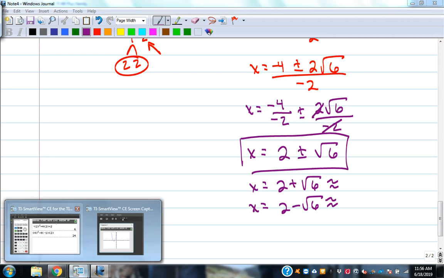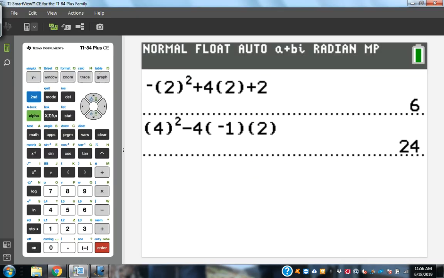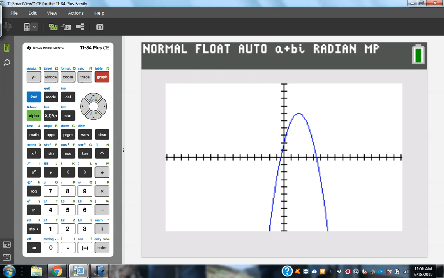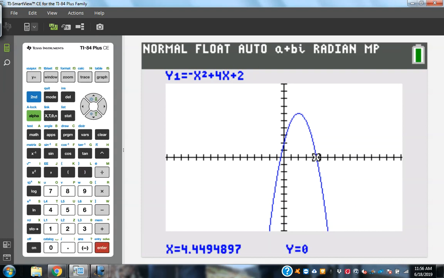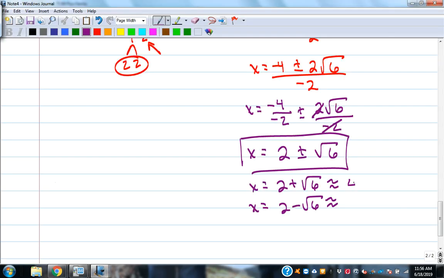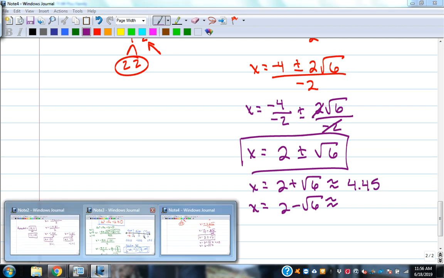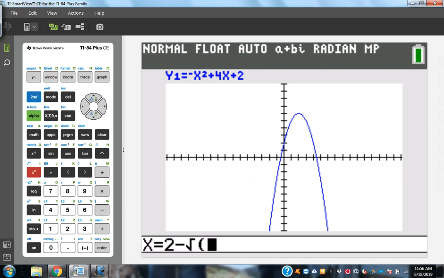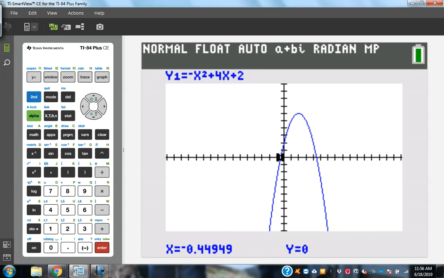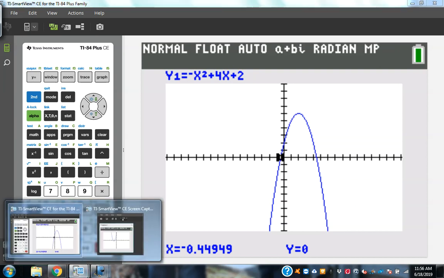I'm going to use the graph to help me do that, because I already got that equation graphed. If I hit trace, 2 plus the square root of 6, it'll give me a decimal, 4.45. That's where it's crossing the x-axis. That's the positive, the plus one, 4.45. And then the negative one, the minus. So 2 minus the square root of 6, -0.45.